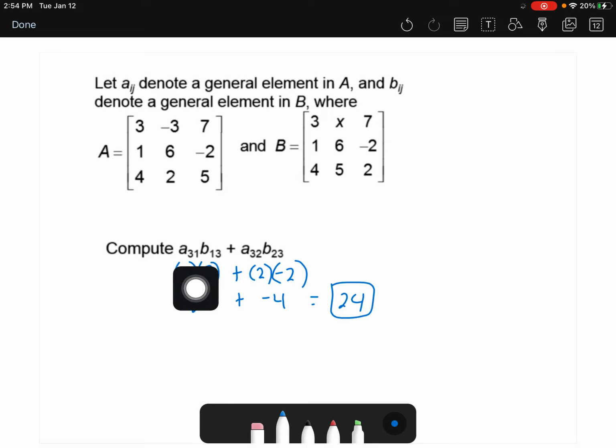So here it's asking us to compute, and I think this was pretty much from the notes, this element, which is the element in matrix A, row 3, column 1, times the element that's in matrix B in row 1, column 3. So 3,1 in A, row 3, column 1 would be 4, and it'll be right here. And row 1, column 3 would be the 7, which is right here. So multiplying those, you get 28. And then in the next one, A 3,2, row 3, column 2, so that would be that 2. And then in matrix B, row 2, column 3 would be that negative 2. So we're multiplying those. And then adding them, we should get 24.